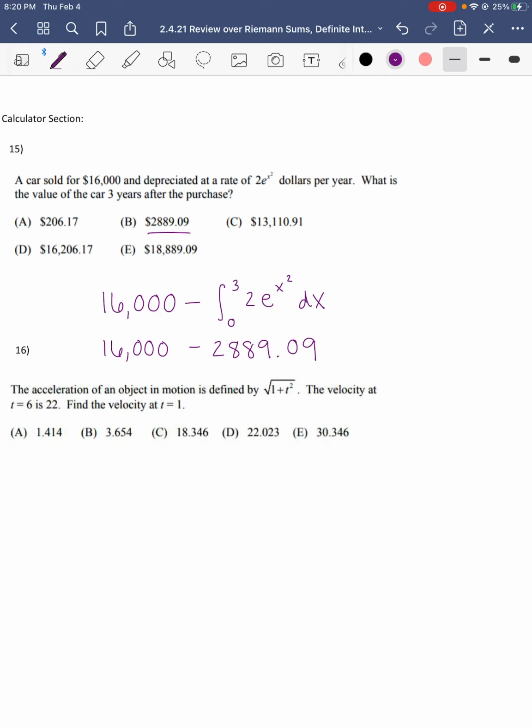So be careful, that is an answer choice, but that is not the right one because we have to subtract it from the original starting value. So you would get 16,000 minus 2,889.09, and then that would give you 13,110.91, which would be C.